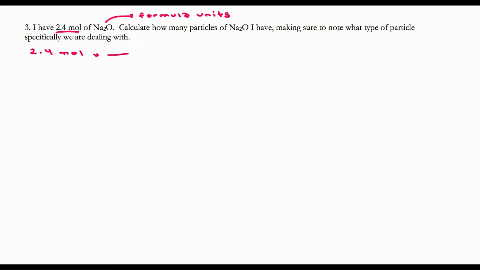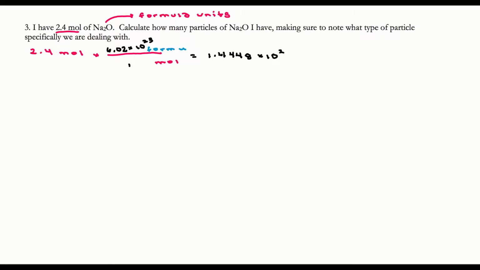Okay, so I have 2.4 moles I'm going to start with. Okay. I'm going to put moles on bottom, and I'm going to put formula units up top. I know that 1 mole is 6.02 times 10 to the 23rd formula units. So then what I'm going to do is I'm going to take 2.4 and multiply it by 6.02 times 10 to the 23rd. And the value that I get unrounded is 1.4448 times 10 to the 24th.